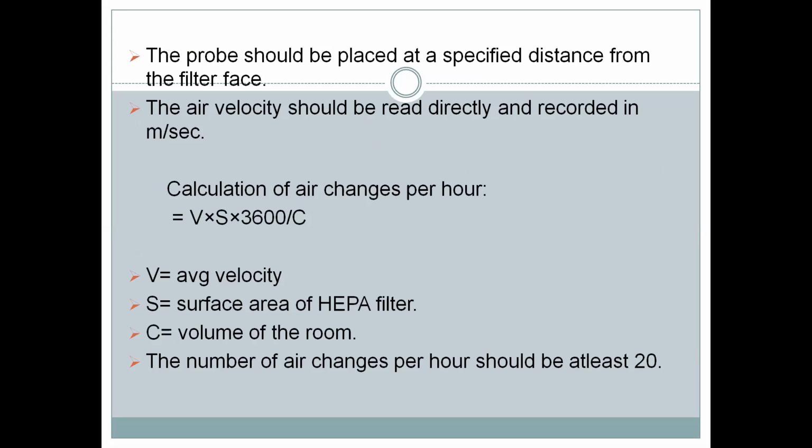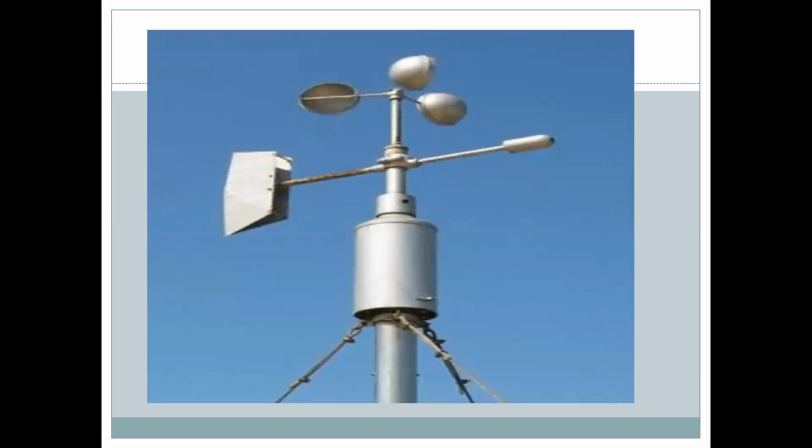Then calculation of air changes per hour is V times A times 3600 divided by C, where V is the average velocity, A is the surface area of the HEPA filters, and C is the volume of the room. The number of air changes per hour should be at least as specified. You have to calculate it in such a way. So this is a small image.